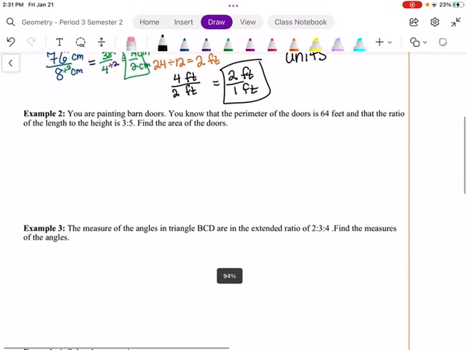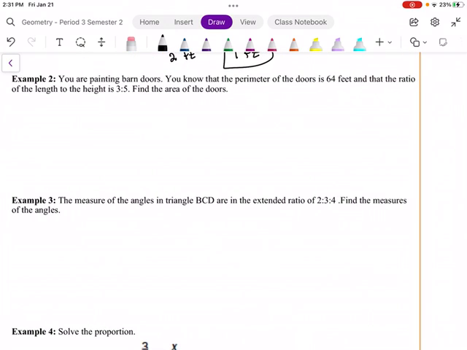Our next example, example 2, is you are painting barn doors. You know that the perimeter of the doors is 64 feet, so that's going to be important information. And the ratio of the length to the height is 3 to 5. They want us to find the area of the doors. So first of all, the formula for area is length times width. So we're going to have to figure out what the length times height are. We're going to have to figure out what these are.